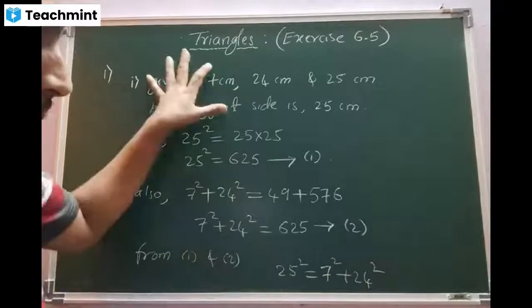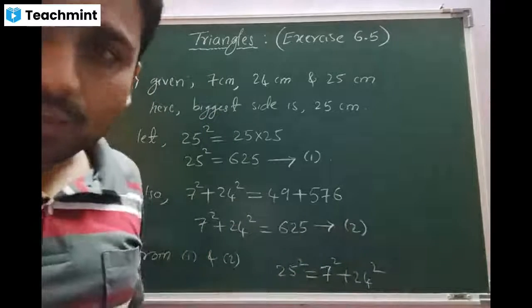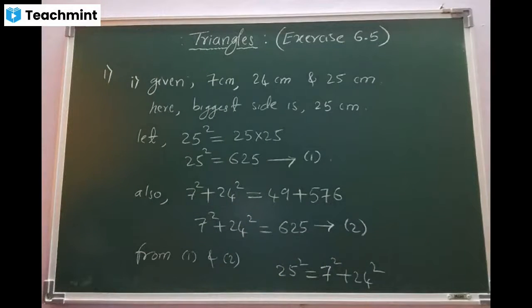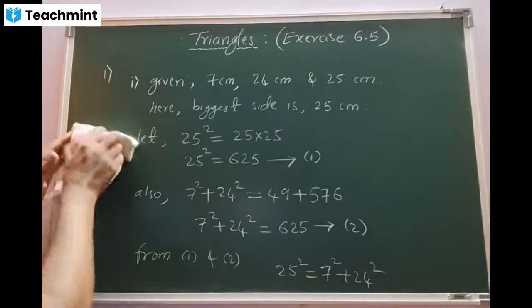So, copy till here. I will write the conclusion statement. Write down, beta, quick. Copy till here. Write it fast. Okay, beta.